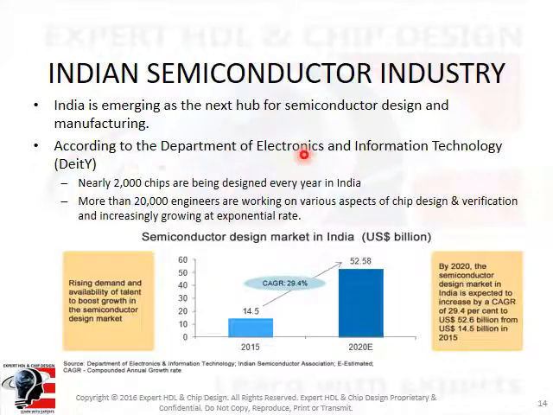According to the Department of Electronics and Information Technology, nearly 2,000 chips are being designed every year in India. More than 20,000 engineers are working on various aspects of chip design and verification and increasingly growing at exponential rate. The chart here shows the semiconductor design market in India in terms of US billion will grow from 14.5 billion in 2015 to around 52 billion in 2020. More than 50% compound annual growth rate over 50 years. No other technology has grown so fast, so long.